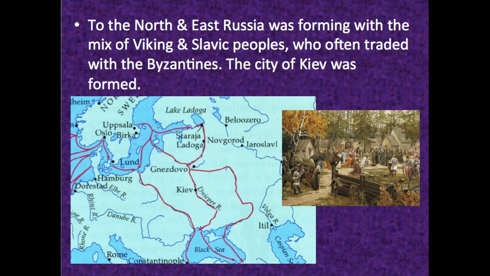To the north and east, in Russia, you have these areas forming with a mix of Viking and Slavic people. The Viking trade was huge, especially through the Kievan Rus, which begins its rise around 850, 900, moving all the way down to Constantinople. Their major trade was fur. And this is when the city of Kiev was formed. Again, remember, the founders of Kiev were thought to be from the Slavic people or Vikings.